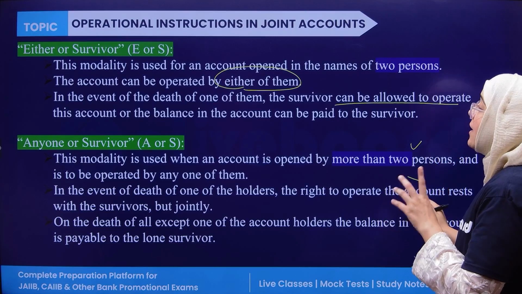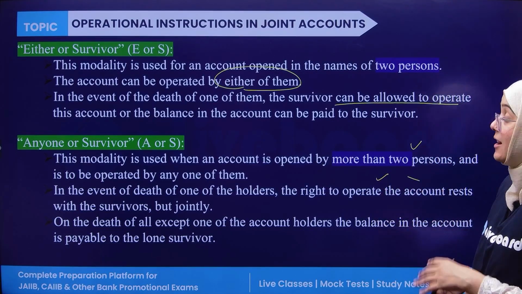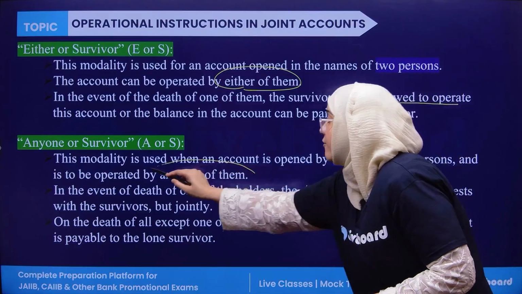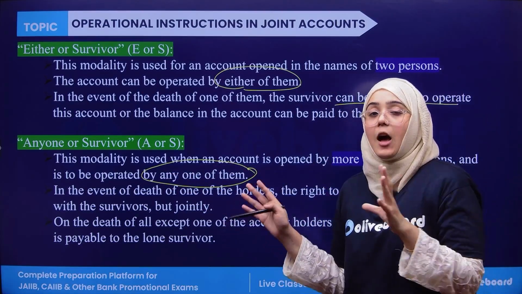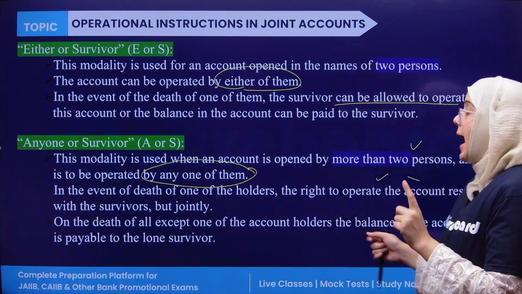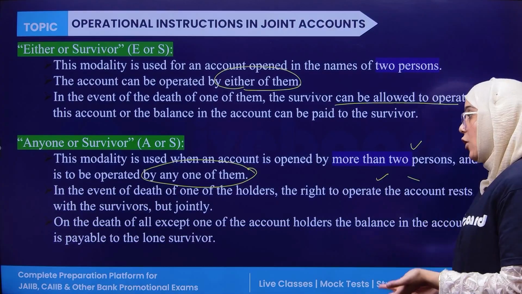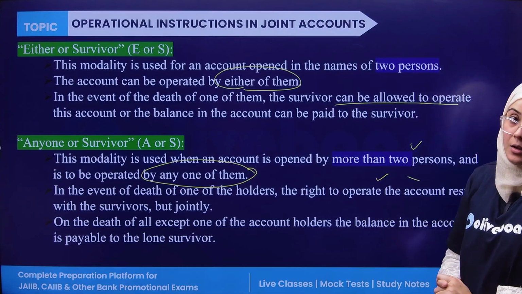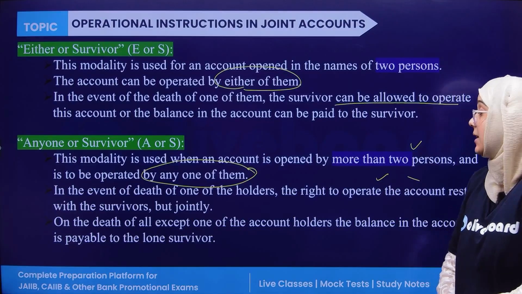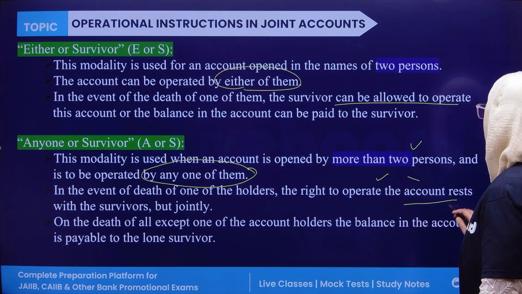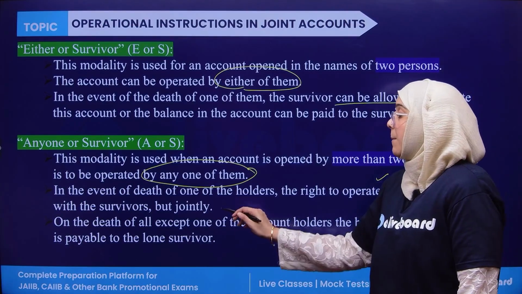First of all, this account is actually opened by more than 2% and is operated by any one of them. First condition is that more than 2% open this account, and it can be operated by either of them or by one of them. If there is death of that one holder who is operating the account, the right to operate the account rests with the survivors, but jointly.